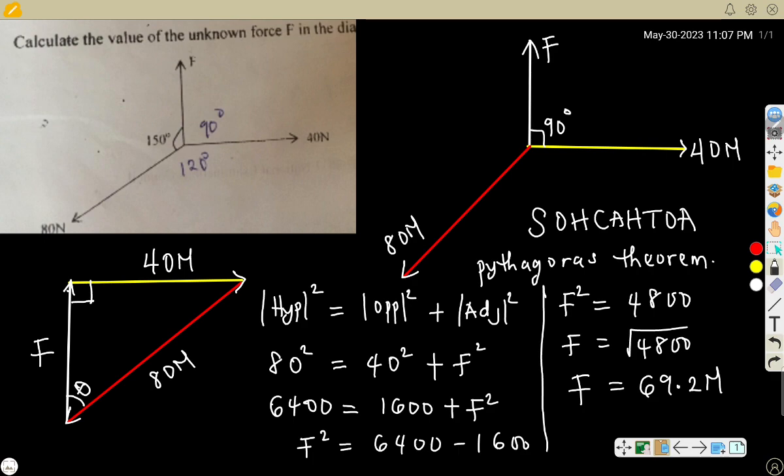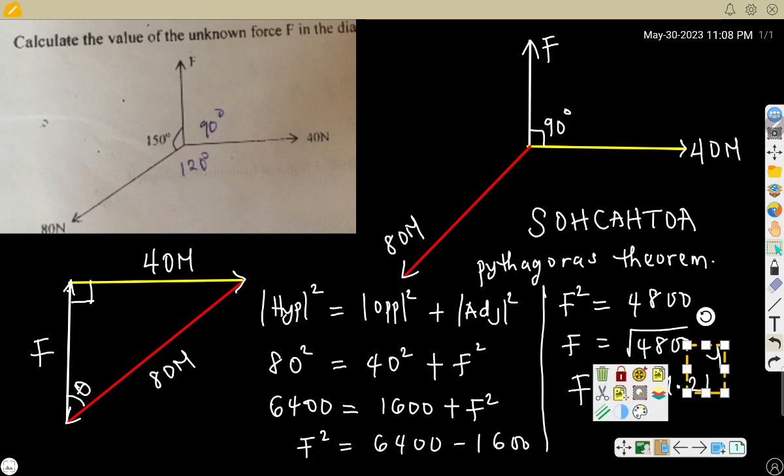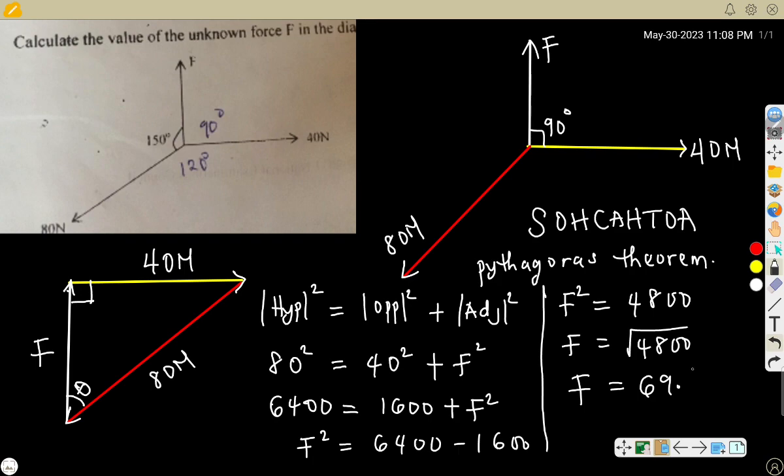Okay, approximately 69 point, because it's 2/8, is 69.28. So this can be 69.3 Newton, as in like that.